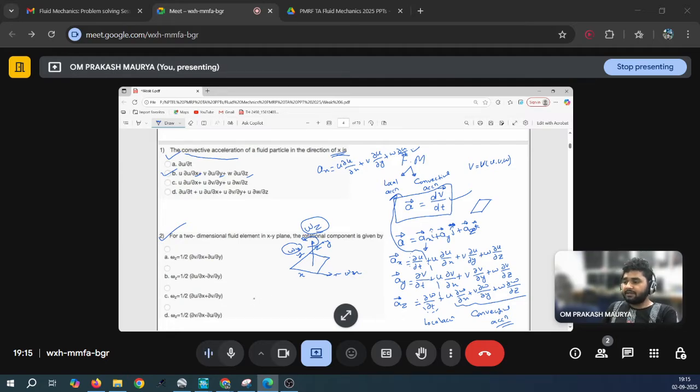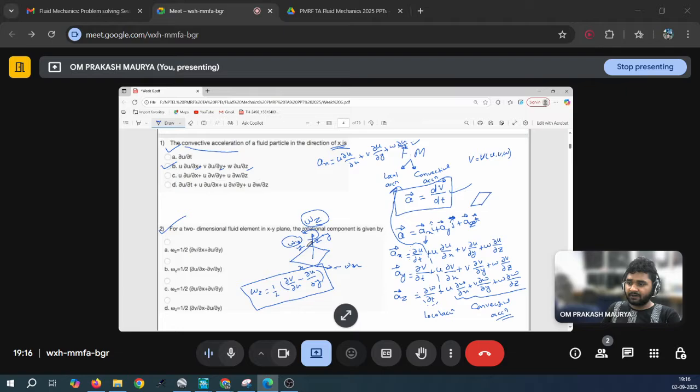So let us write the expression, or you have to remember this. For wz, this will be half of del v by del x, remember please, minus del u by del y. Based on this expression, you will find a lot of questions in fluid kinematics, so remember it always. Now let us move on to the next question.